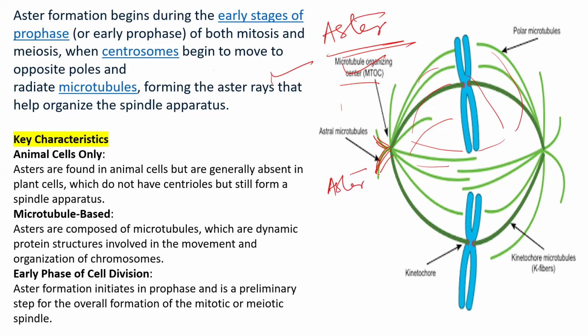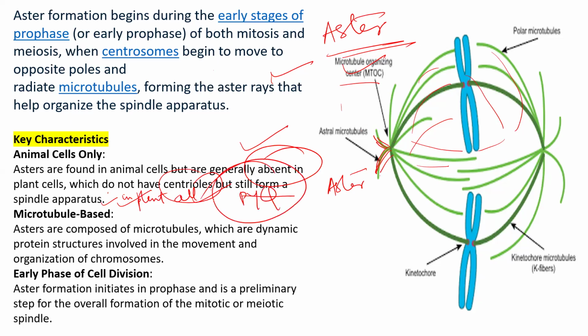Asters are found in animal cell but are generally absent in plant cell. Very important point. These asters are absent in plant cell because centrioles are absent in plant cell, but it still forms a spindle apparatus. It forms spindle apparatus in plant cell, but asters are absent in plant cell. It's again a PYQ. Okay, examination NEET PYQ, AIIMS PYQ.